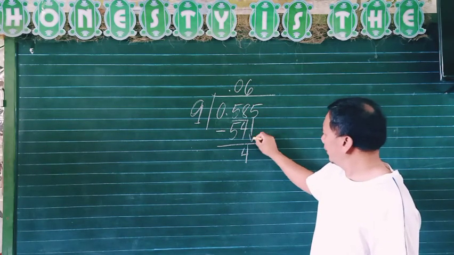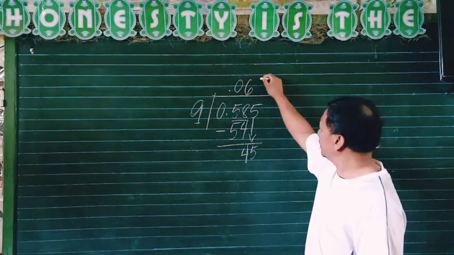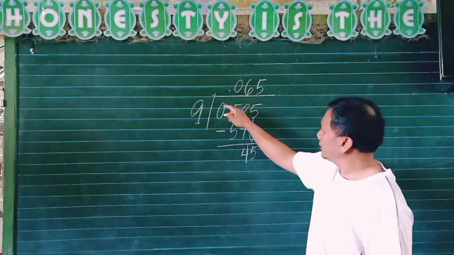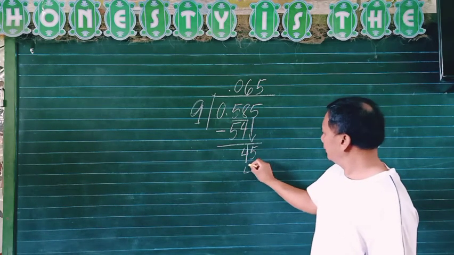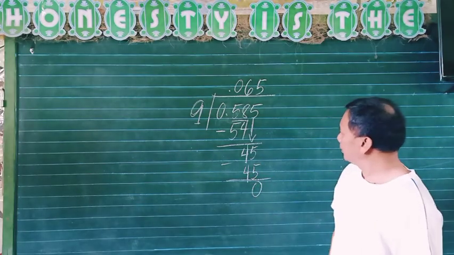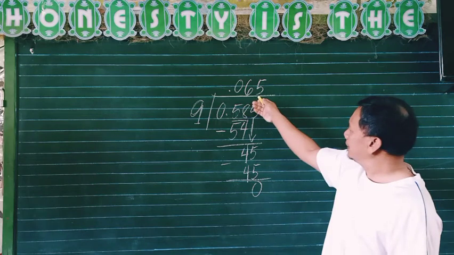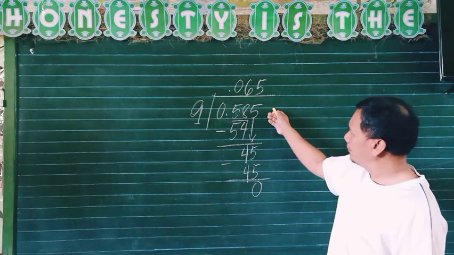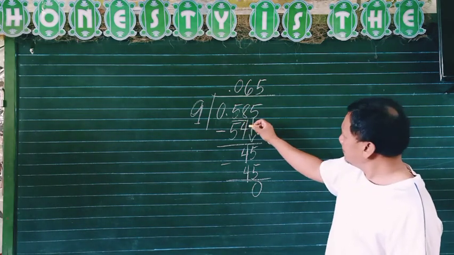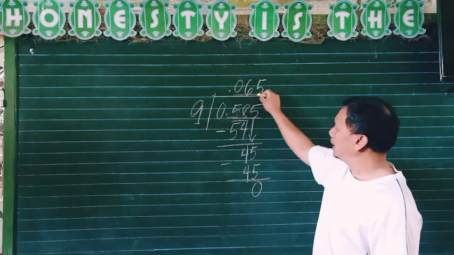And bring down 5. So 45 divided by 9 equals 5. So 5 times 9 equals 45. So 45 minus 45 equals 0. No more remainder. So our answer now is 65 thousandths.